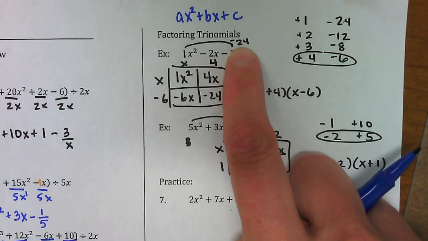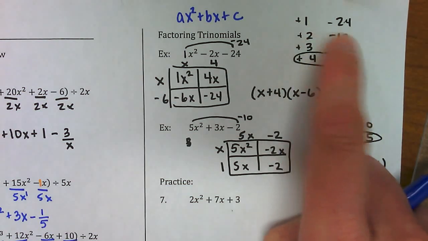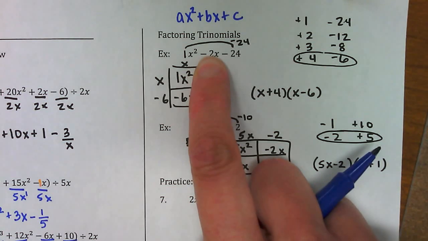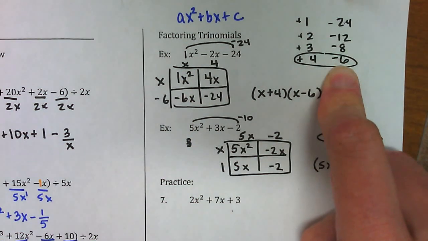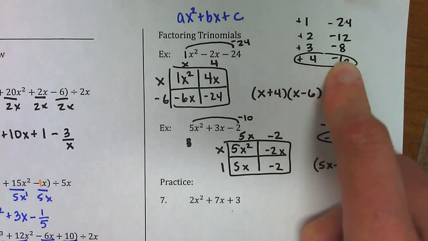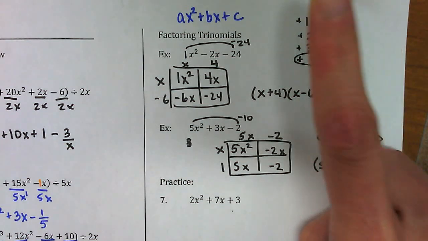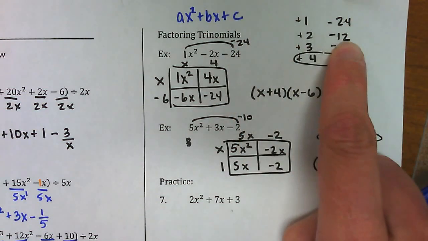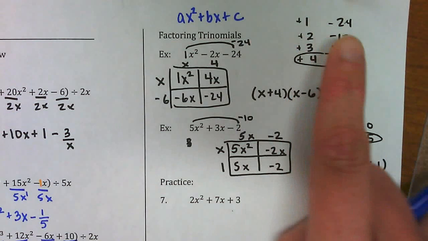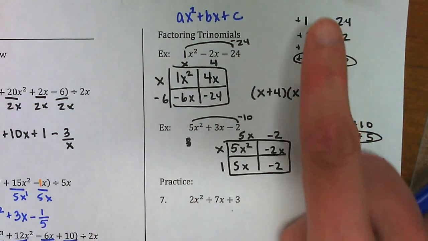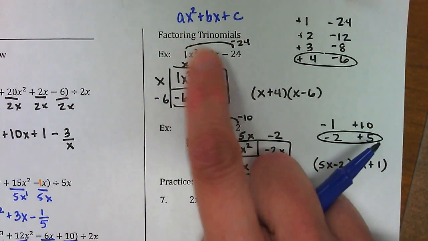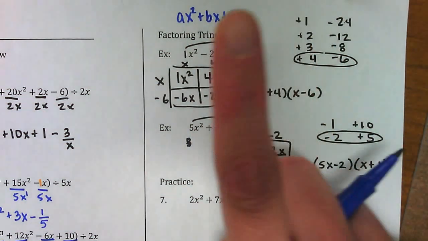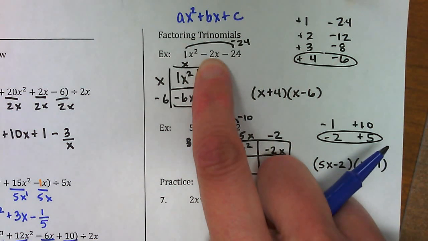Now, because this is a negative 24, we know one of these has to be negative. Whatever sign b has is the sign of the bigger factor. So I'm going to make all of these negative. Positive 1 times negative 24 gives me negative 24. Positive 2 times negative 12 gives me negative 24, and so on. I pick the pair that adds up to b. So negative 6 and positive 4 add up to negative 2.